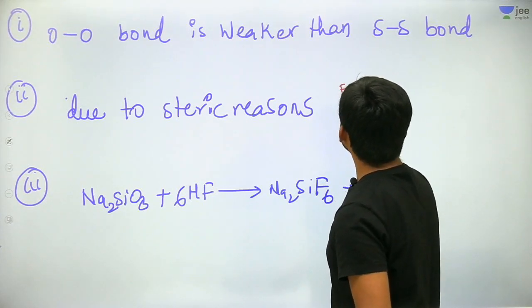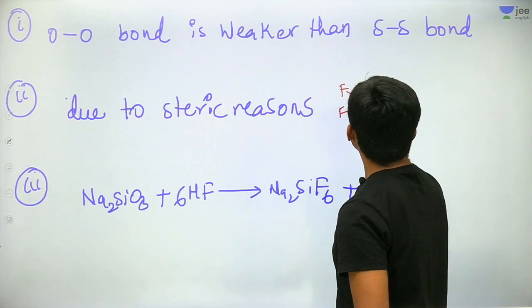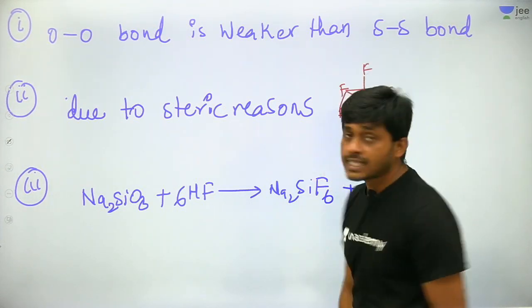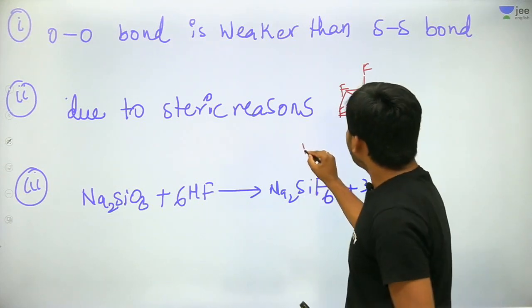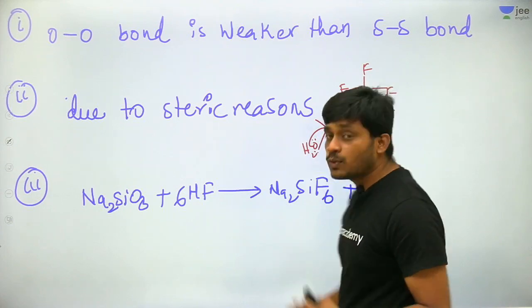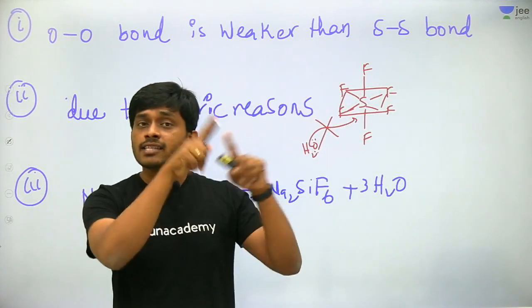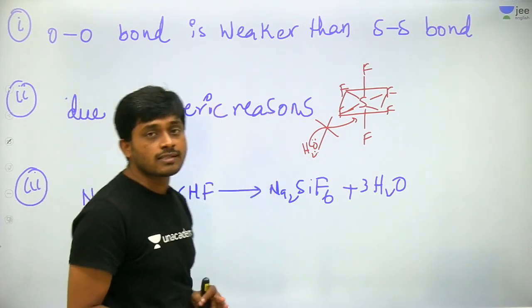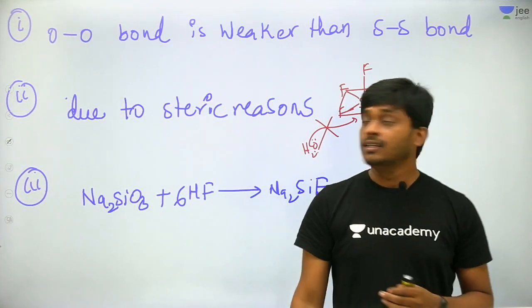Okay, in SF6, this is the geometry. So it cannot undergo hydrolysis because of steric reasons. H2O cannot approach because the sulfur is already surrounded by 6 fluorines. So it cannot undergo hydrolysis or any reaction.